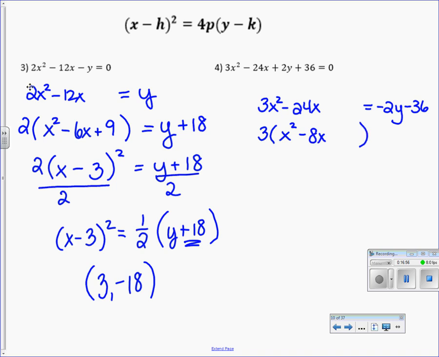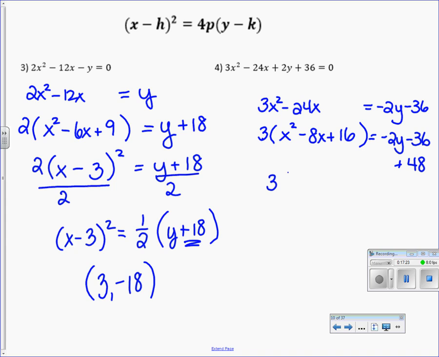I'm going to leave a space, because eventually I'm going to complete the square. And so that's what we have. Now let's complete the square. So we're going to cut that negative 8 in half, which is negative 4. Square negative 4, and I'll get 16. Don't add 16 to the other side. Instead, remember we've got to account for that 3. So 3 times 16 is what we need to add, which would be 48.